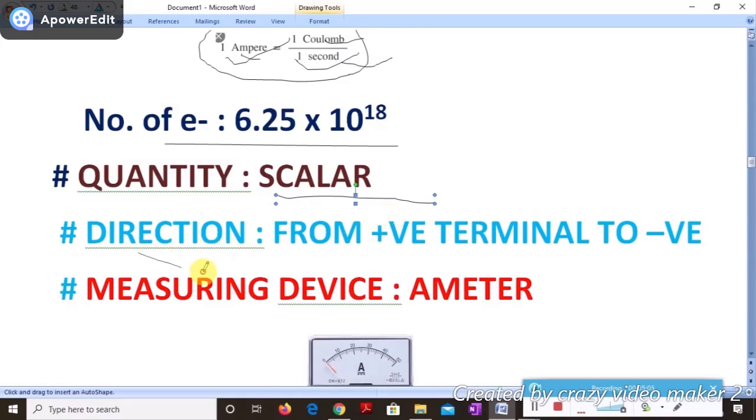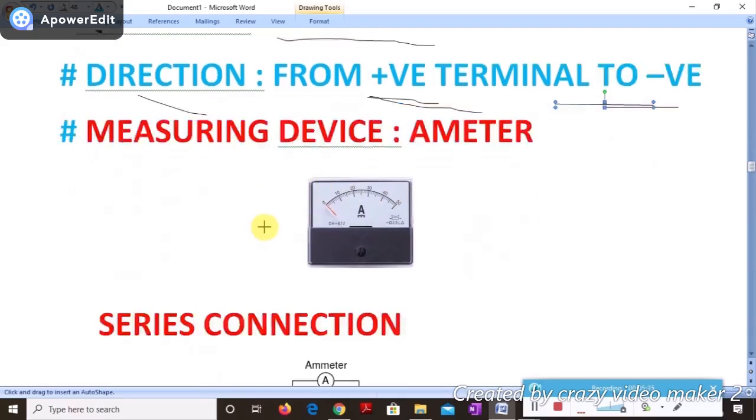Now we discuss the direction of current. The direction of current is always from positive to negative because, for historical reasons, we take the flow of positive charge as the direction of current. But in reality we know that it is from negative to positive because of electrons, which are the actual charge carriers inside the conductor. Now finally we will discuss the measuring device.